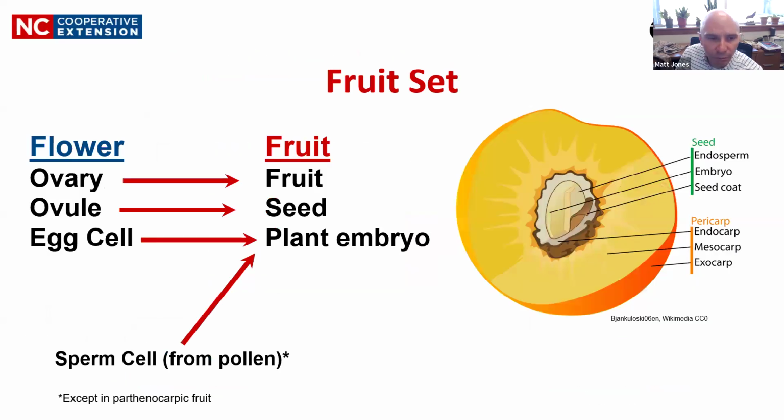Okay, finally, we'll end with fruit. We're almost done. Remember, after fruit set or after pollination and fertilization occur, the flower changes form. So the ovary swells to become the fruit, the ovule becomes the seed, and the egg cell fused with the sperm cell turns into the plant embryo, inside the seed, inside the fruit.